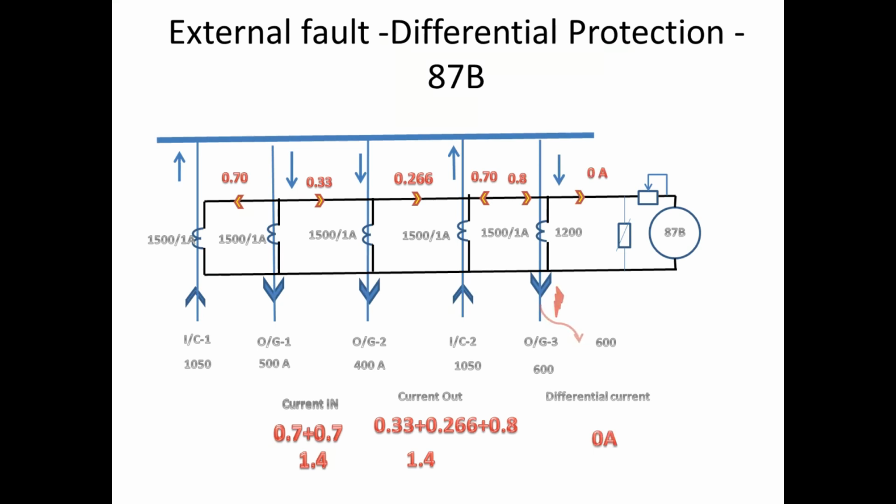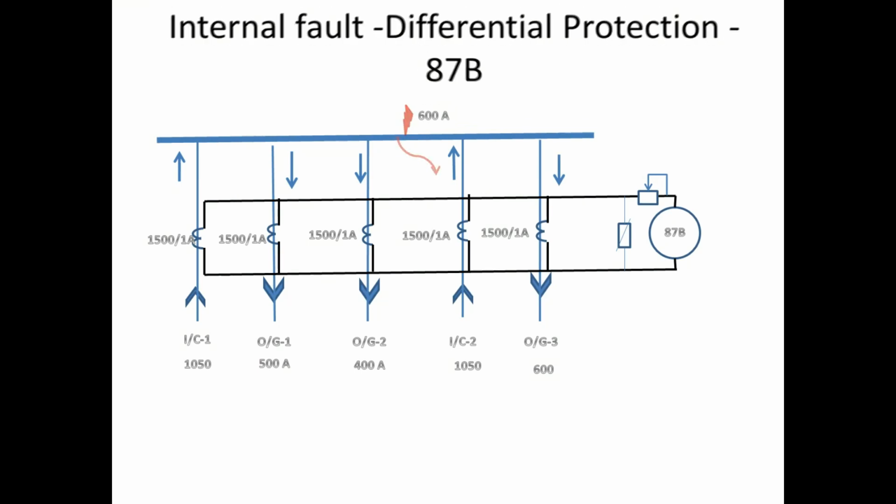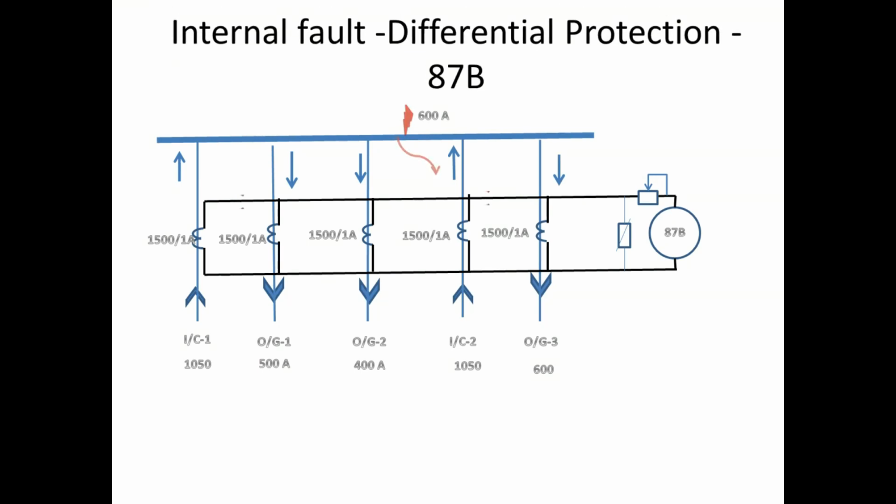Let us consider the small fault on the bus and the fault current is 600 amps. This fault load causes the increase in load current over the incomer. The incomer just share this, so the both incomer supply 1050 amps and remaining all outgoing they takes load current depending on the load.